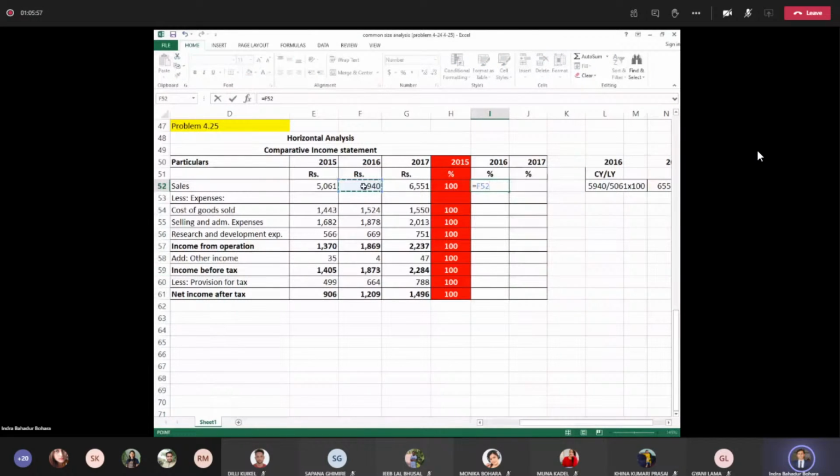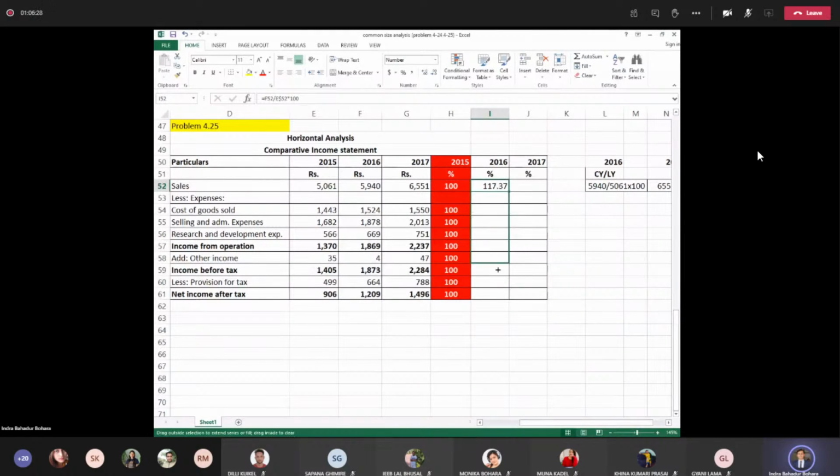5,940 is the current year value divided by last year value. Multiply 100. This is 117.37%. It means increase by 17.37% in sales. What is its effect on the profit that will be seen?